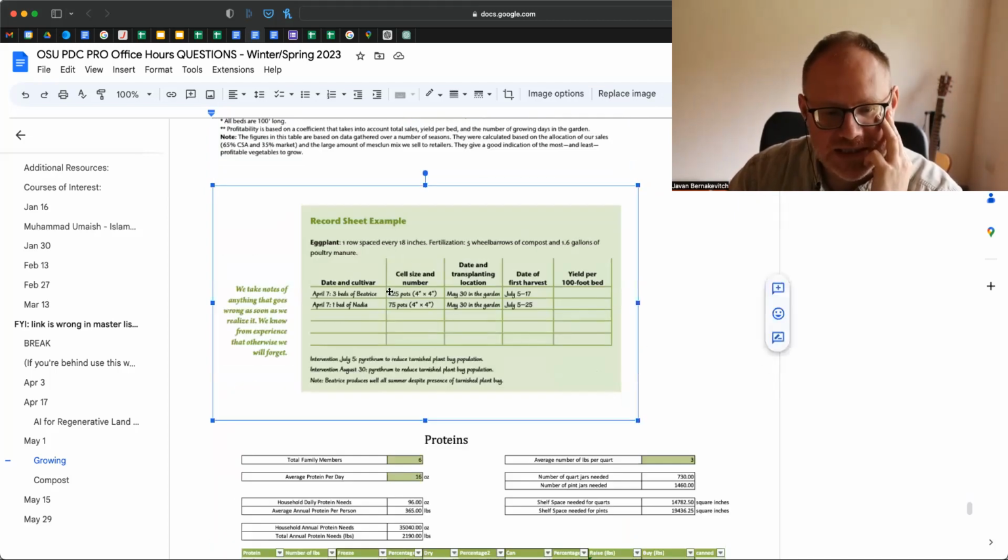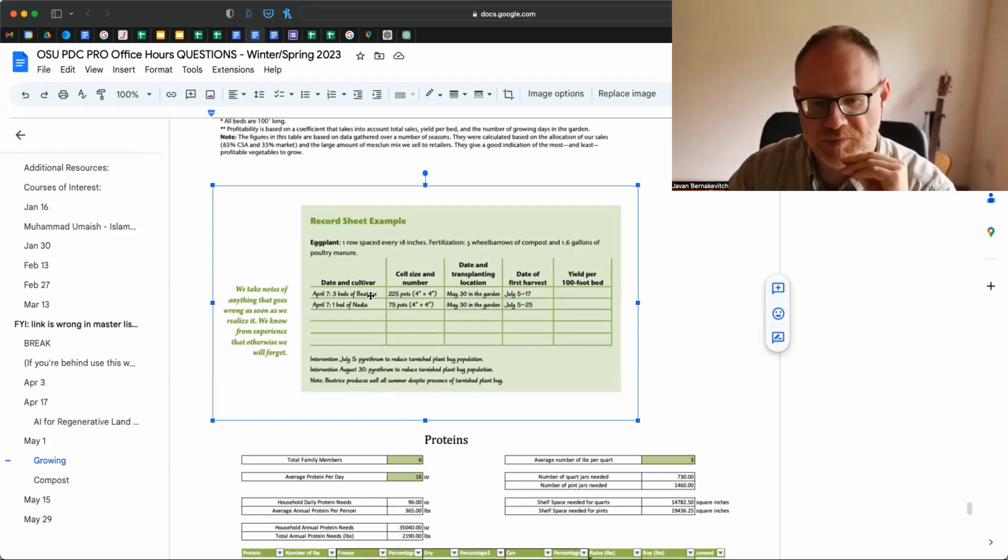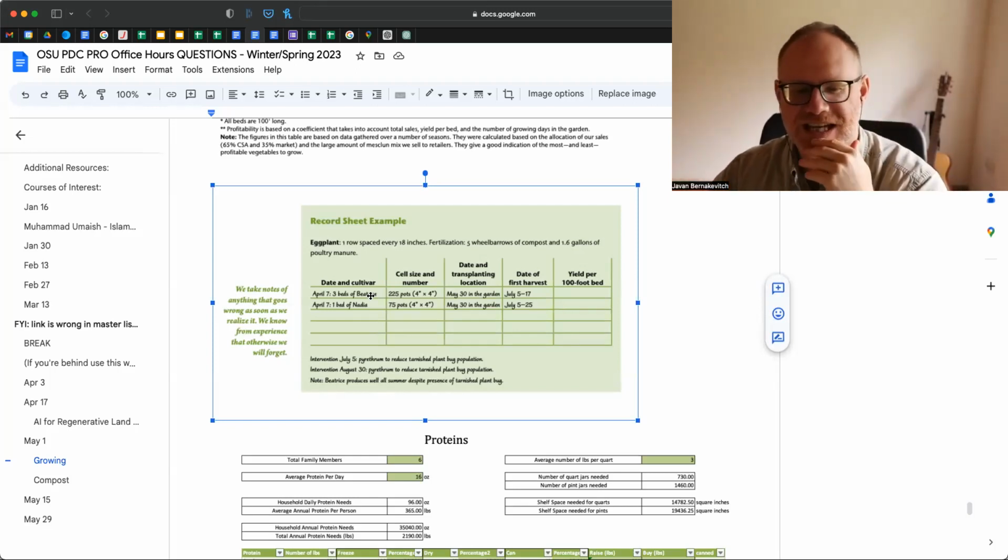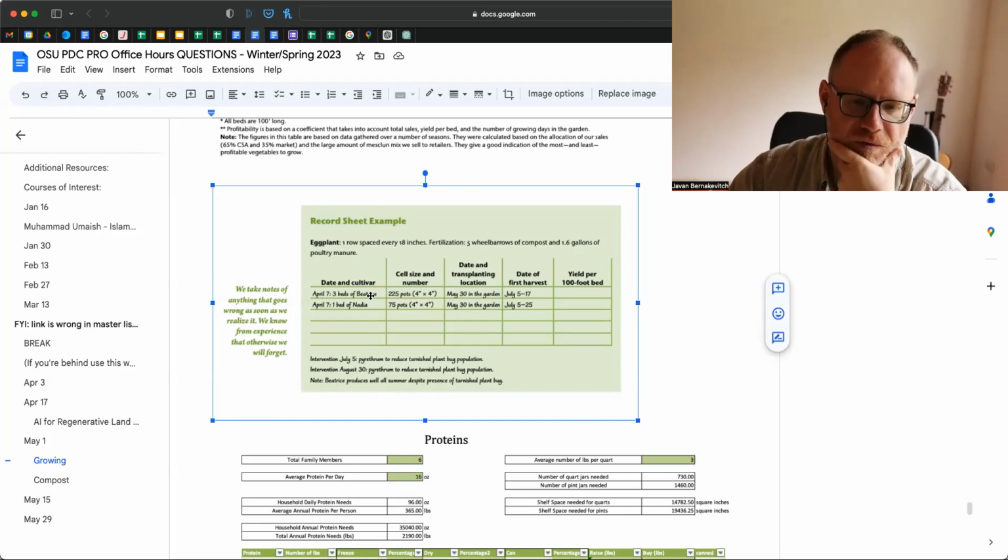Record sheet. So this is definitely closer to what I was putting into that little notebook. So date and cultivar, cell size and number, date and transplanting location, date of first harvest, yield for a 100-foot bed. The one thing I added in here, Colin, that I really appreciated was the seed location. And for me, who was always processing and practicing and looking at different things, that was super useful to understand what's the germination rate. That was the other thing I had in there, was germ rate.